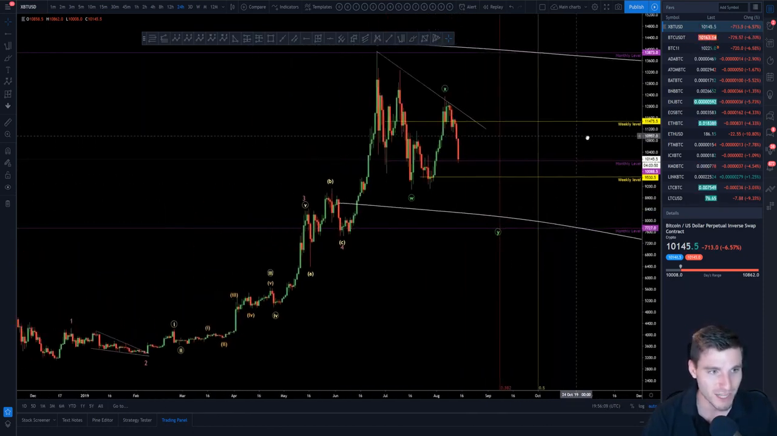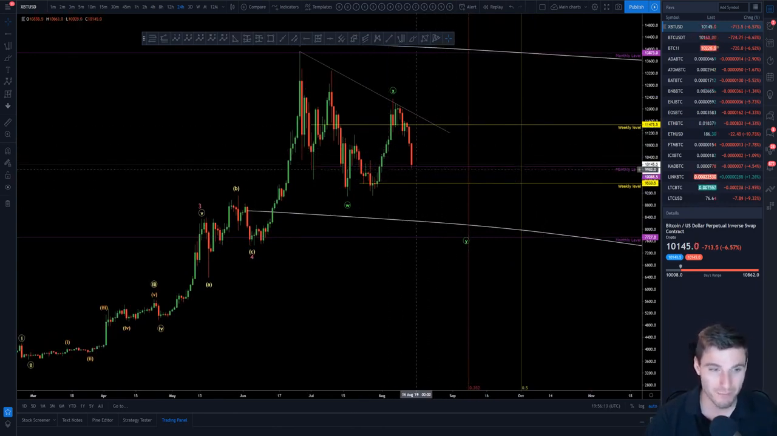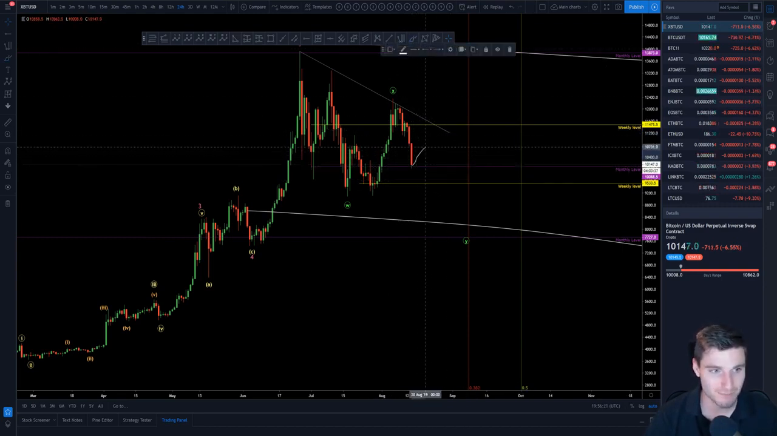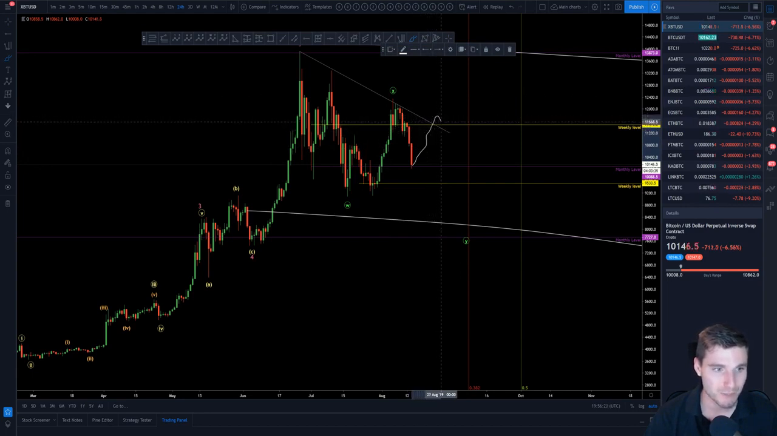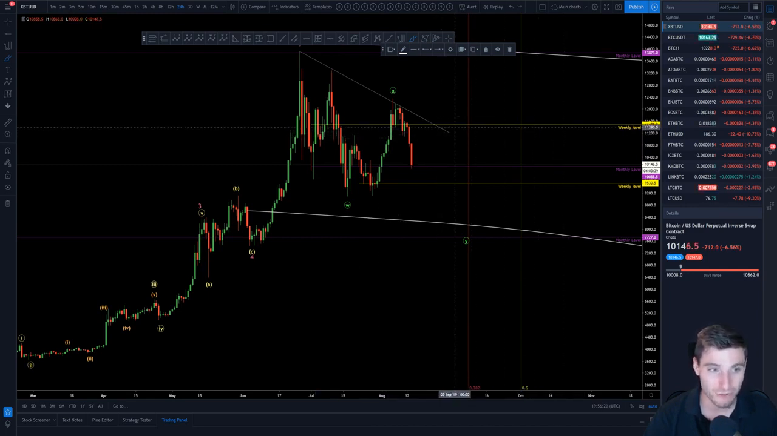My invalidation now for looking bullish, for me to flip and look at this bullishly, would be a close above 11,475, because then we will take down this downward sloping resistance. If this does in fact bounce from here, we would take out that downward sloping resistance and come back above that monthly and come back above all that resistance there. That's my invalidation of looking at this bearishly.